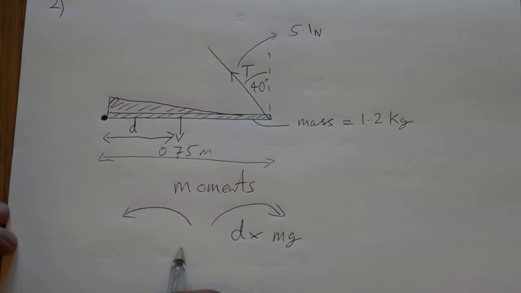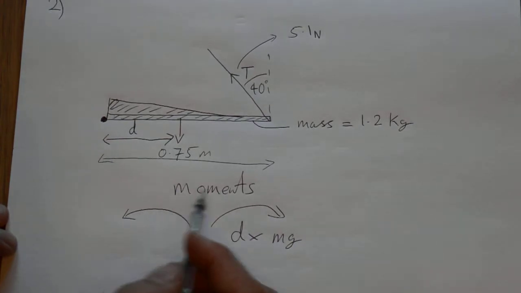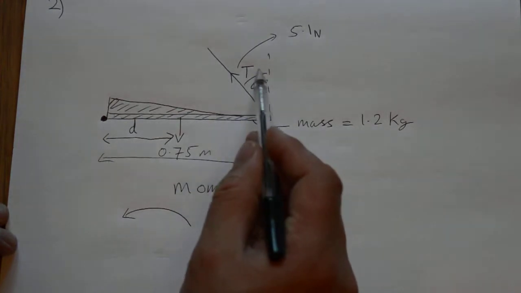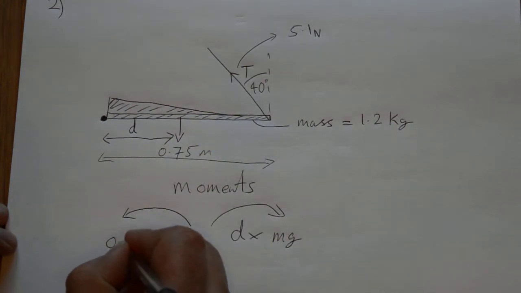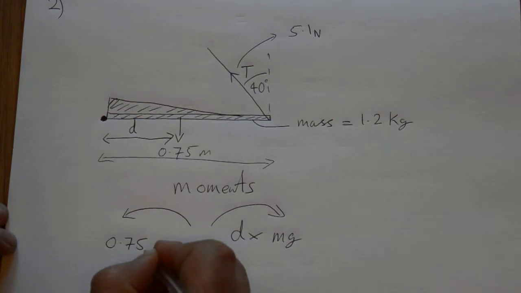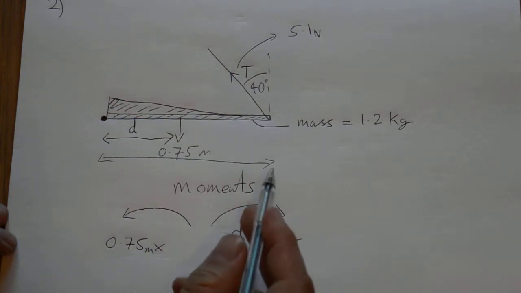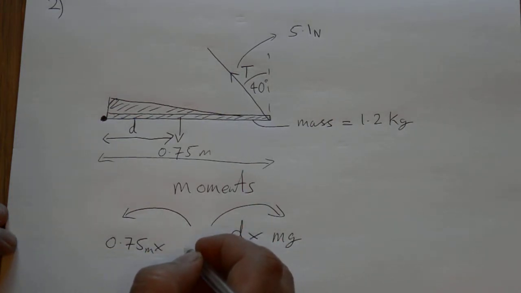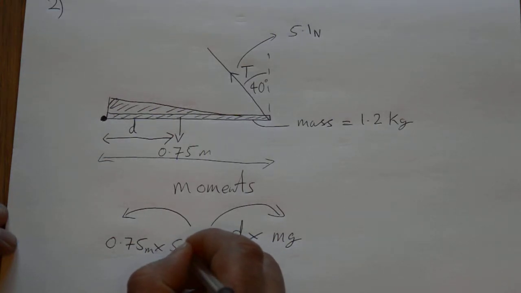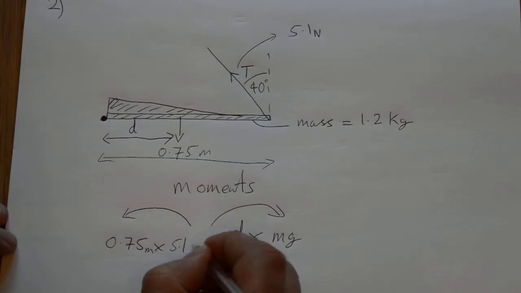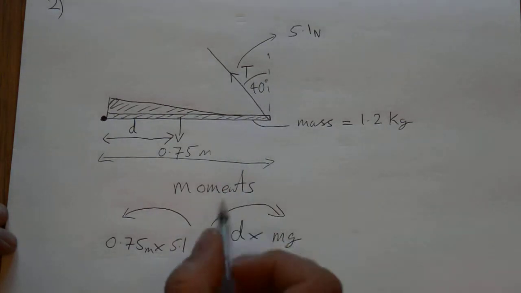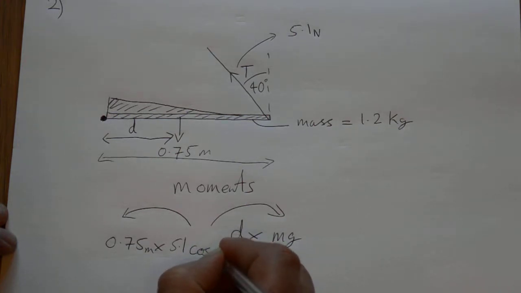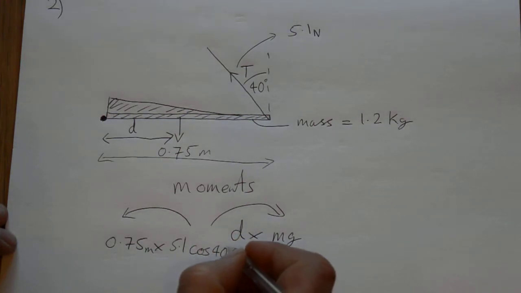Now the anti-clockwise, that's going to be the vertical component here times the distance there. So we can have the distance of 0.75 meters times the component of T. And the component of T would be, well, it's 5.1 times, we're looking for the adjacent, aren't we? So it's going to be cos 40 degrees.